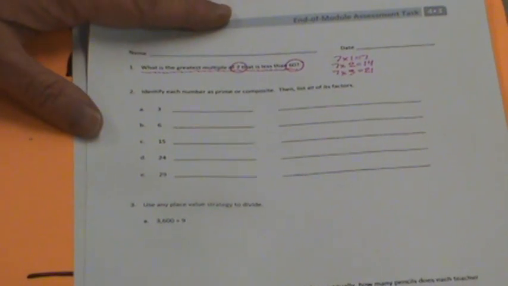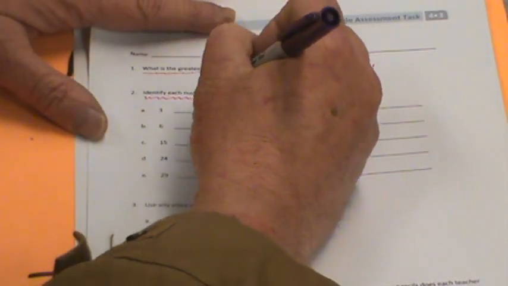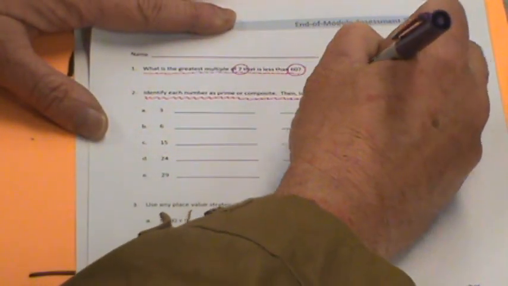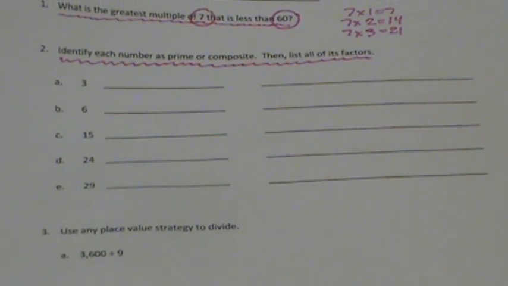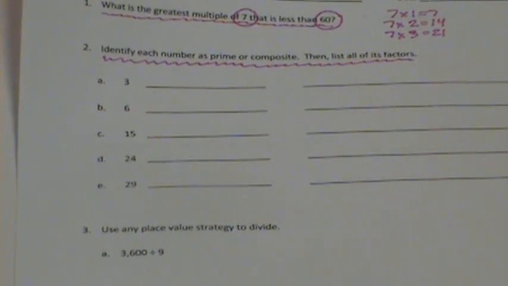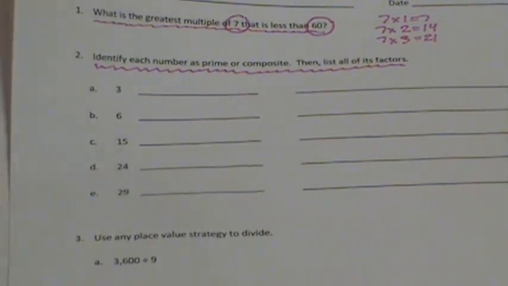Over here, number 2, what it's asking us to do is identify each number as prime or composite, then list all of its factors. And for this one, and I think for the others as well, I better zoom in a little bit, get a better picture of what's going on here. There we go. All right.